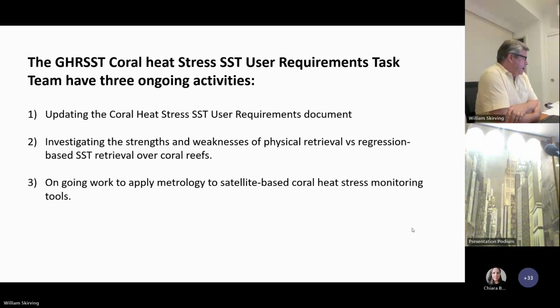I'll speak to that. Then I'll talk about the investigation into the strengths and weaknesses of physical retrieval versus regression-based SST over coral reefs. This is very preliminary work, but as you'll see, there looks like there's an interesting story. And then Jonathan will complete the talk with a couple of slides looking at the work we've been doing on using metrology to understand the uncertainties in satellite-based coral heat stress monitoring tools.